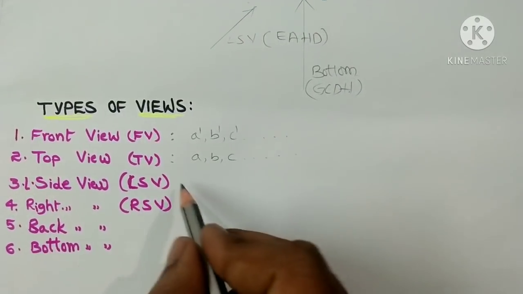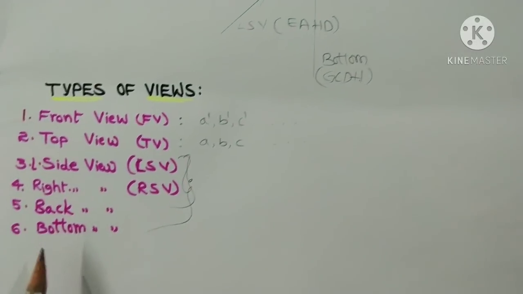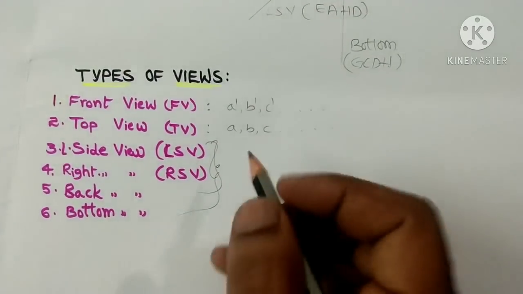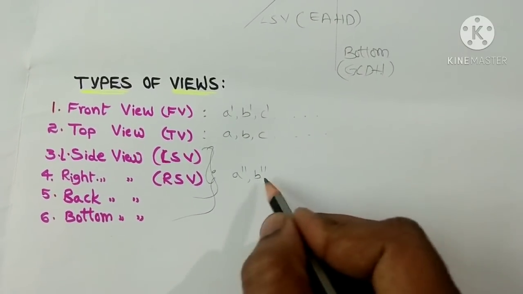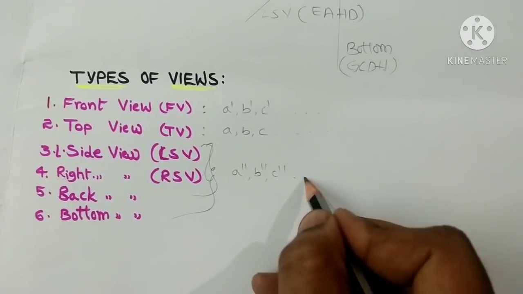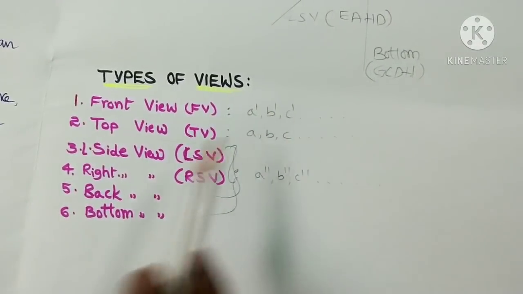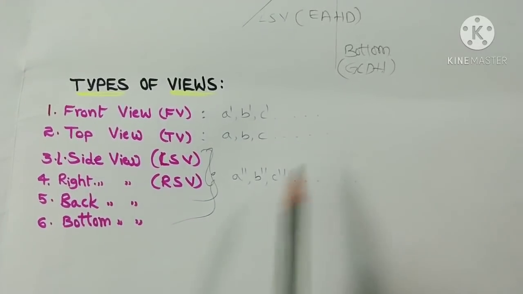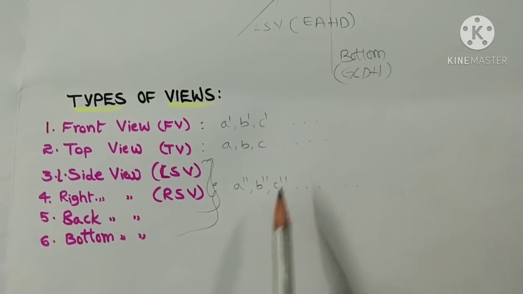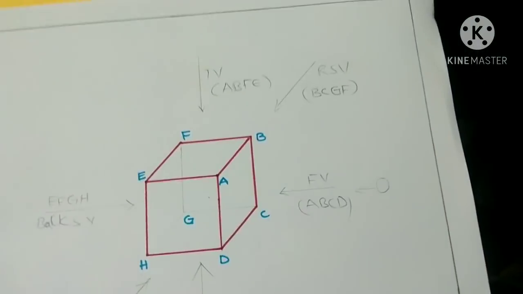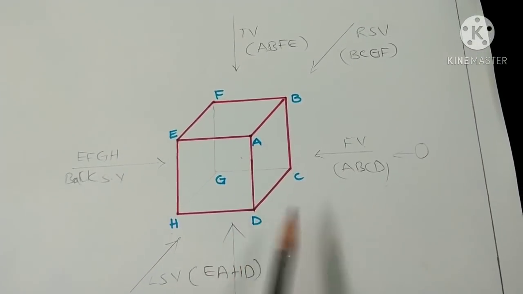And for the remaining side views, the left side view, right side view, back side view, and bottom side view, all side views are denoted by a double dash, b double dash. That means small letters with double dash. So once again, front view naming is small letter with dash, top view naming is only small letter, and all remaining side views are denoted by small letter with double dash. Here we are able to see all the possible views in this particular diagram.